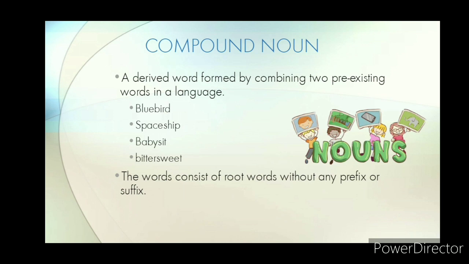Other than a word constructed from the combination of morphemes, we also have words constructed from two pre-existing words. This is called a compound noun. So, what is a compound noun? A compound noun is a derived word formed by combining two pre-existing words in a language. As in the examples, there are bluebird, spaceship, babysit, bittersweet.